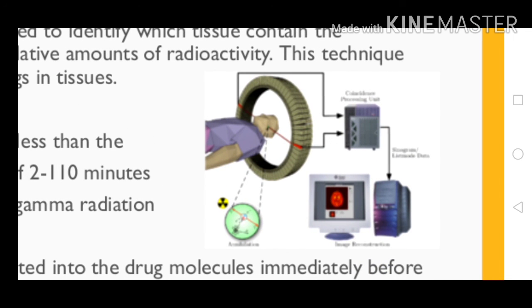The isotopes are generated in a cyclotron and incorporated into the drug molecules immediately before the administration of the drug. Then this instrument, PET scanning, permits the production of images of live organisms including human beings.